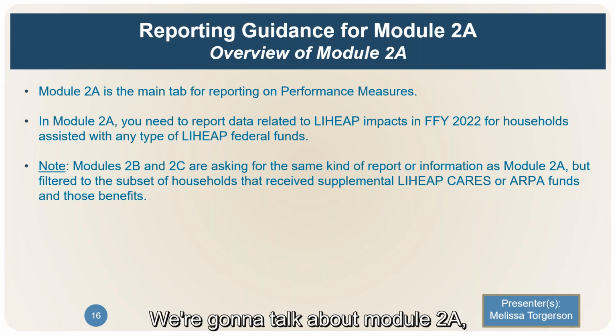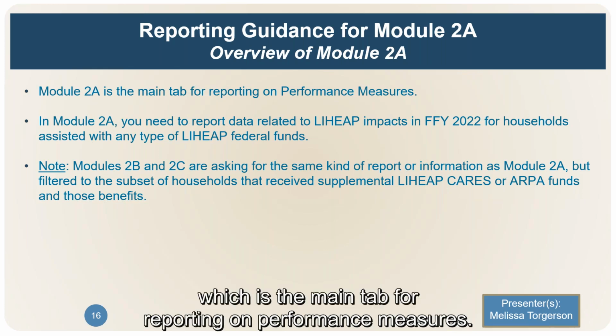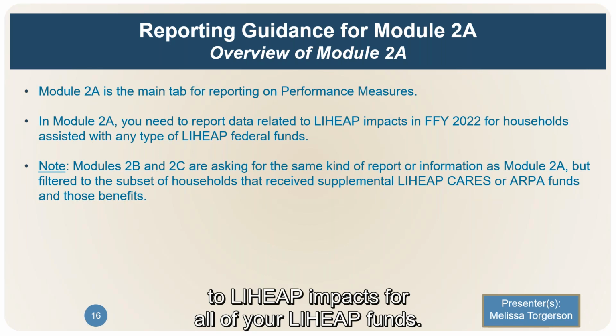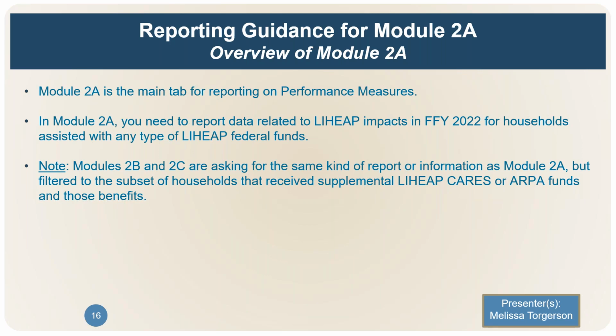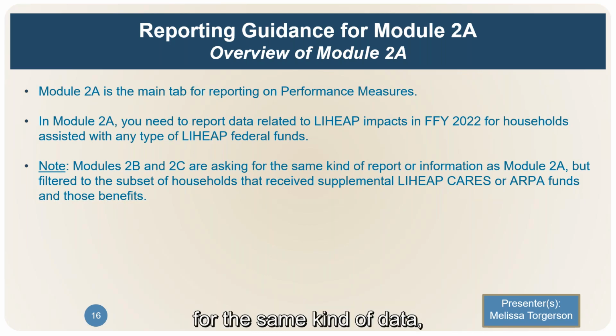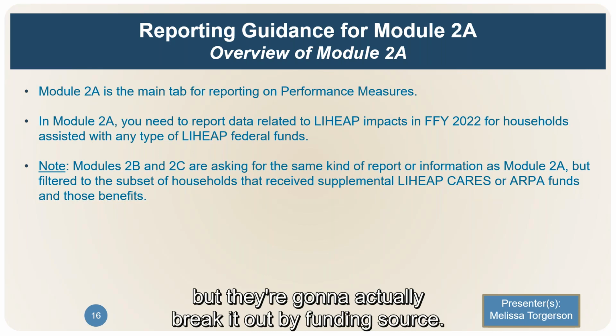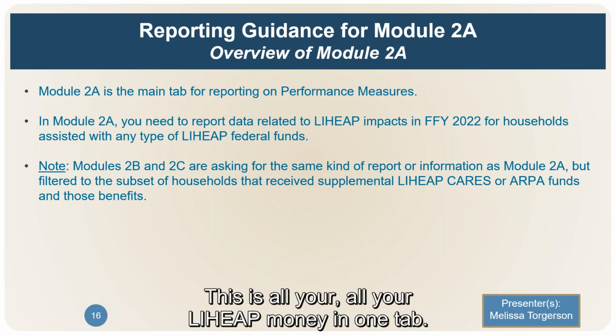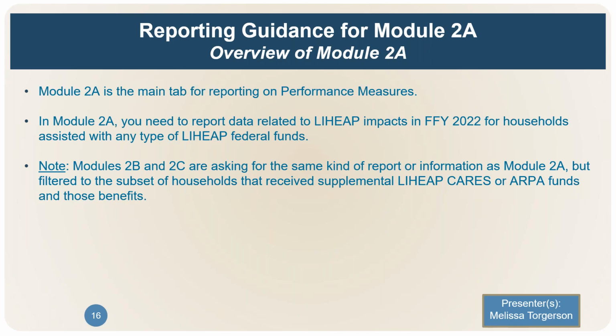We're going to talk about module 2A, which is the main tab for reporting on performance measures. This is where you're going to report data related to LIHEAP impacts for all of your LIHEAP funds. As Dan noted, modules 2B and 2C are going to ask for the same kind of data, but they're going to break it out by funding source. This is not broken out by funding source. This is all your LIHEAP money in one tab.